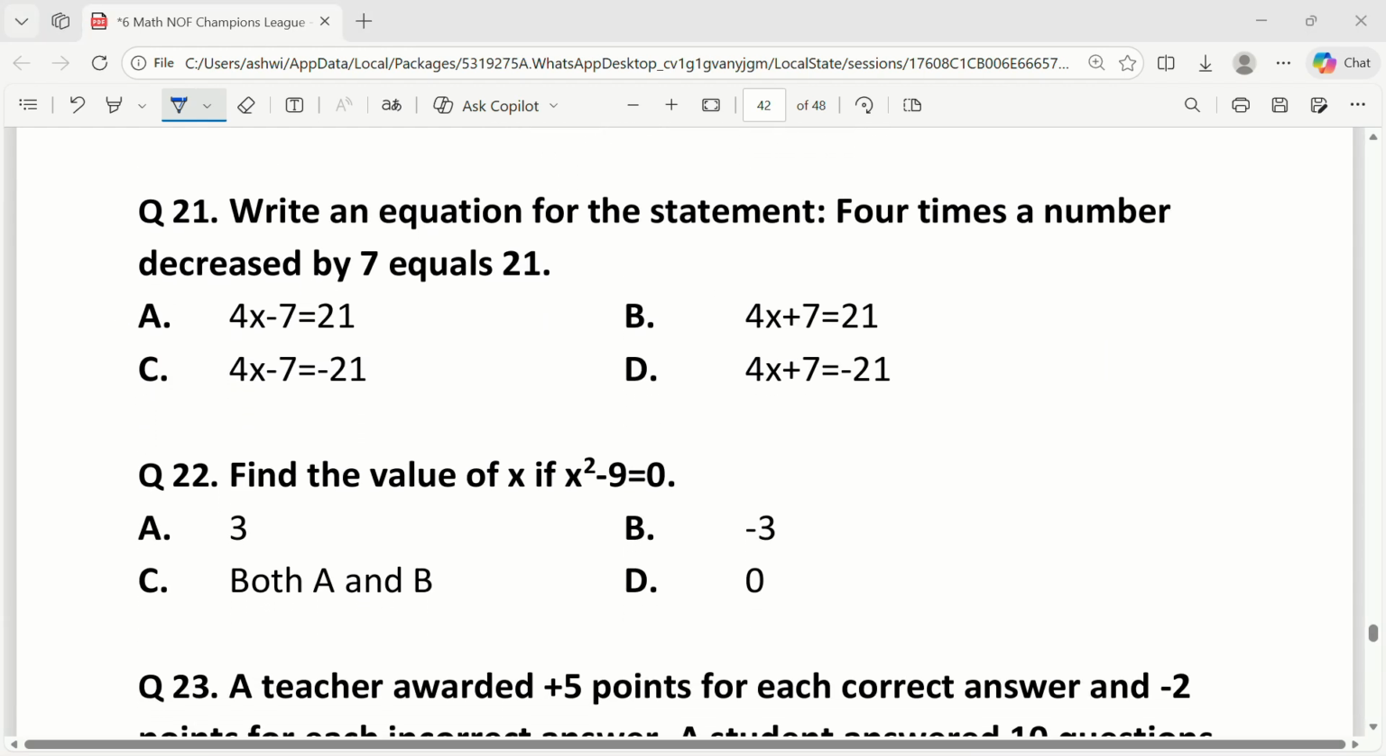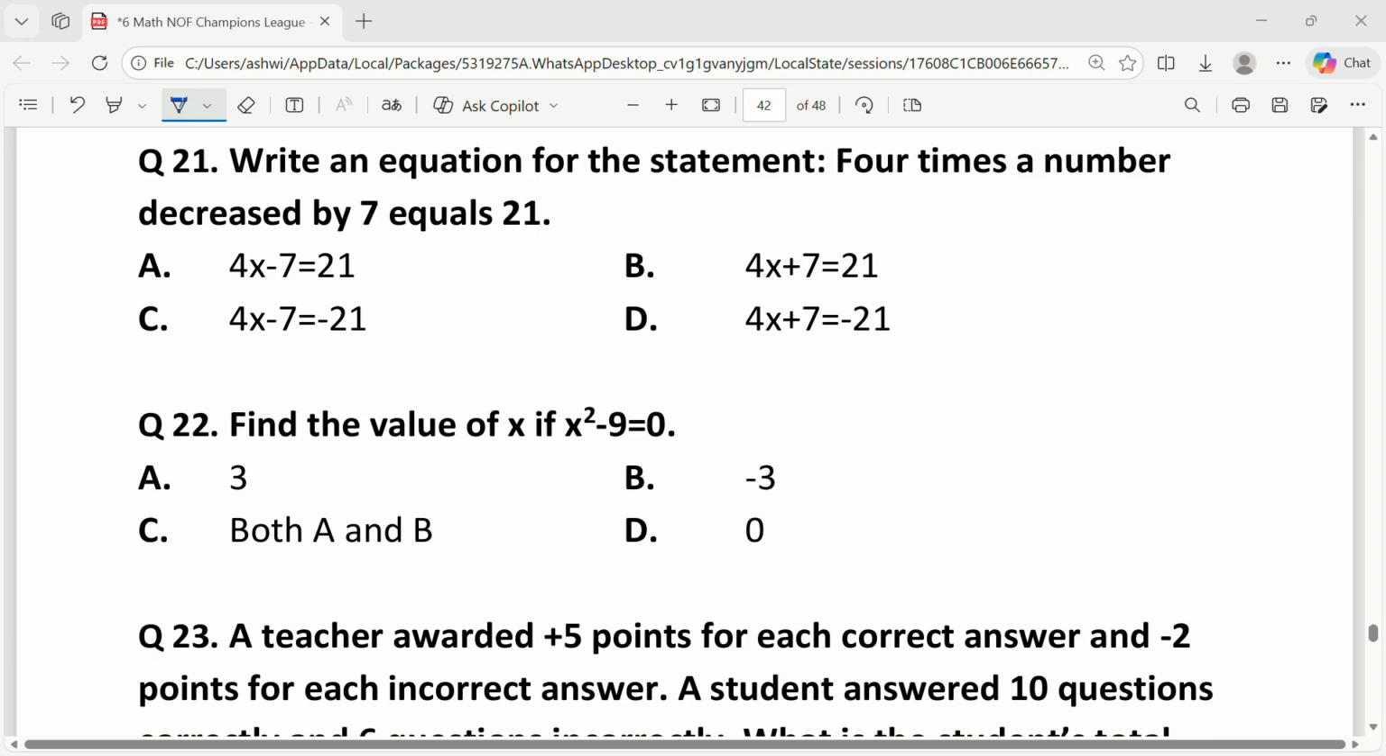Question 21. Write an equation for the statement 4 times the number increased by 7 is equal to 21. 4 times the number can be written as 4x and decreased by 7 means we subtract 7. That is equal to 21.